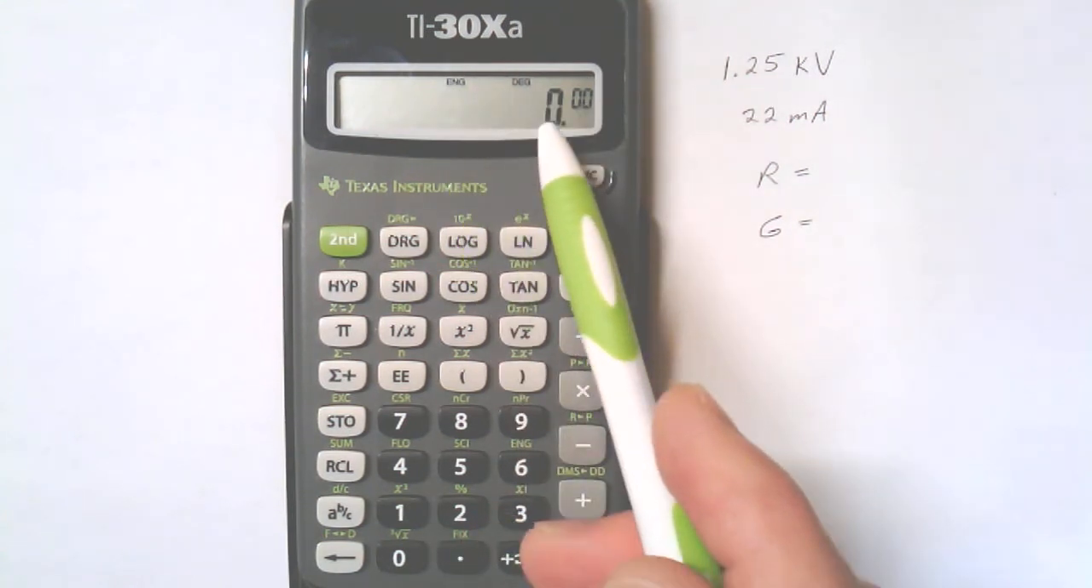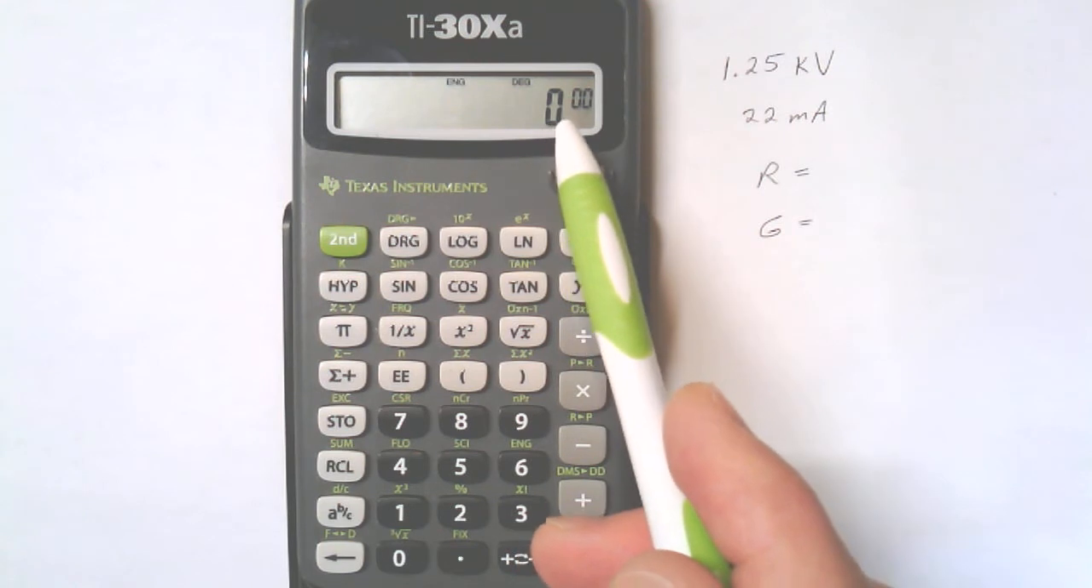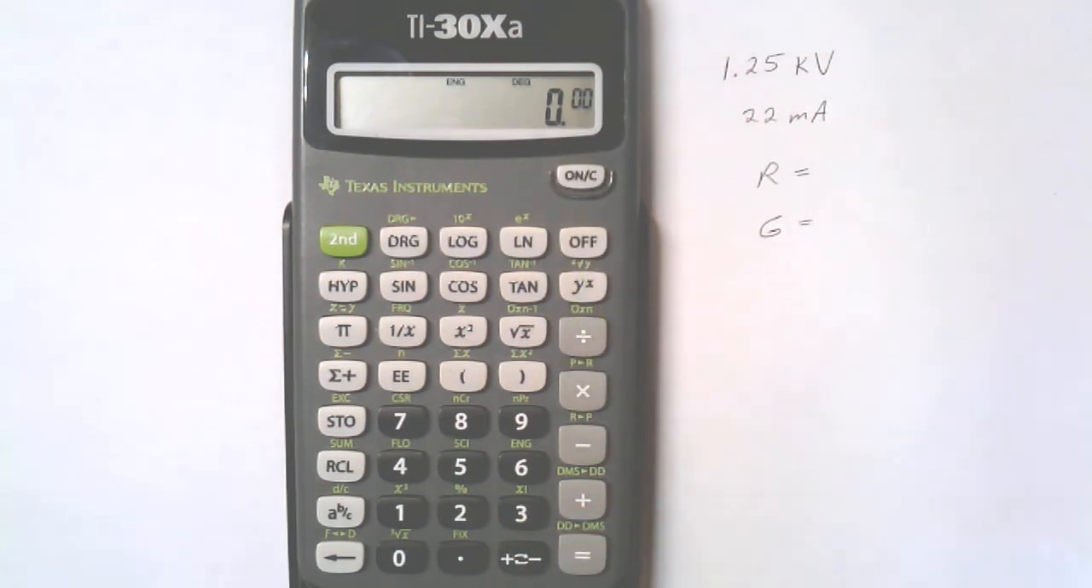So it automatically puts the digits where they need to be. It puts the decimal point where it needs to be. So that's a handy feature. Have your calculator in engineering mode, and it saves you having to manually move the decimal point around.